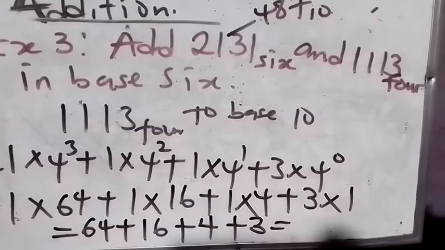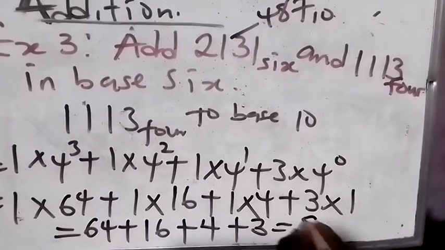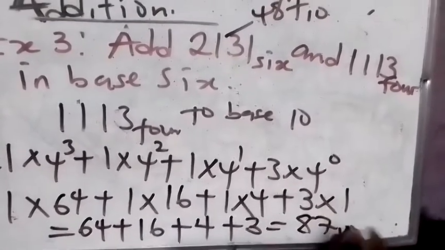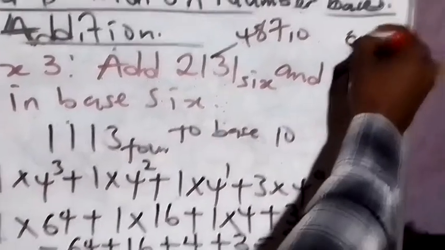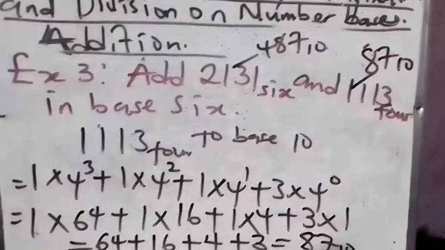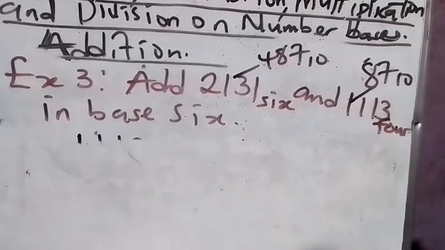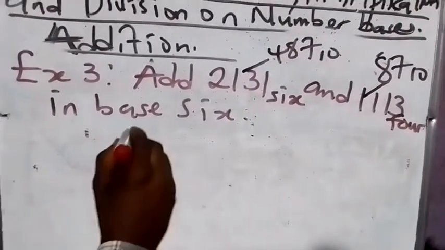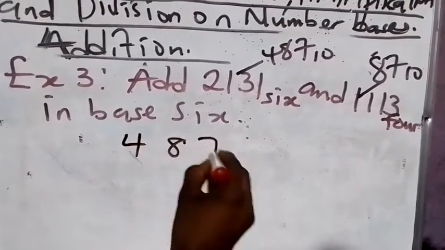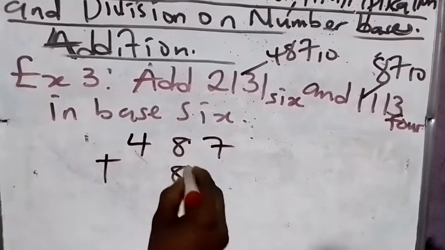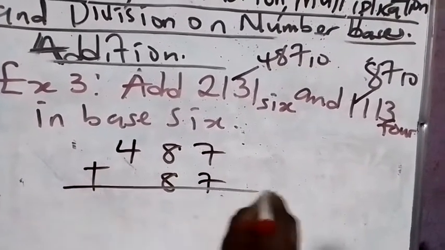So if you add all of these things together, you're going to have 87 base 10. So this one gives us 87 base 10. You can add them normally, the way we used to add our normal numbers. That will be 487 plus 87. So you can add them normally.